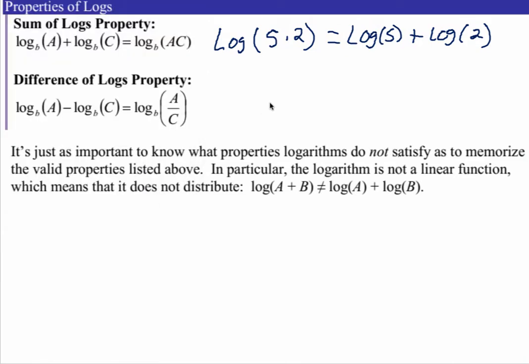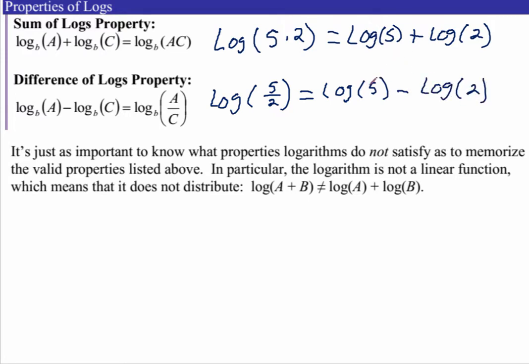Similarly, there is a difference property, which says that if I had given you log of 5 divided by 2, I can rewrite that as log of 5 minus log of 2. Now, these two properties are analogous again to properties of exponents. If we have the product of like bases, we add the exponents. In other words, if I have a to the n times a to the m, that's equal to a to the n plus m.